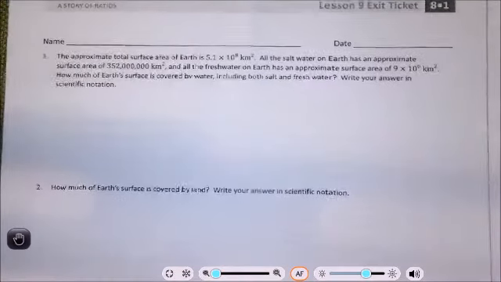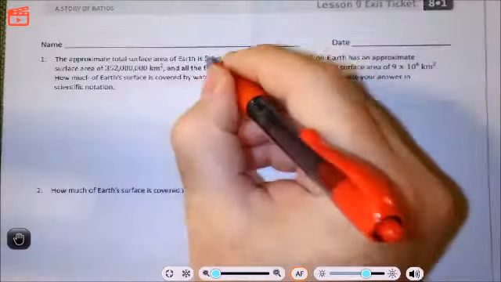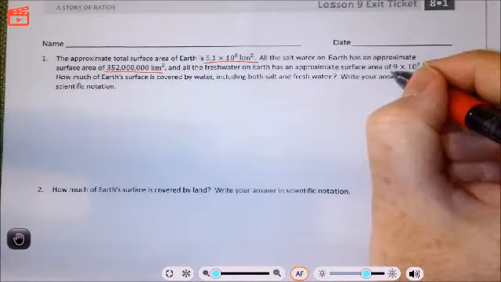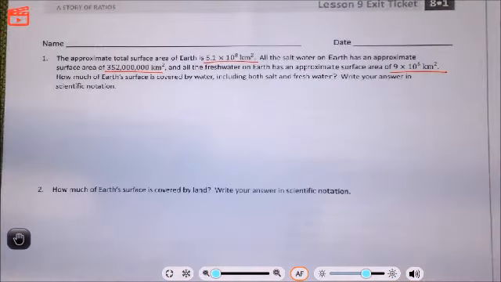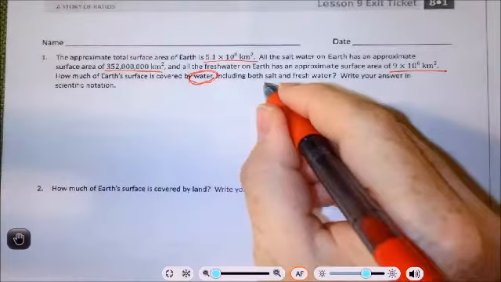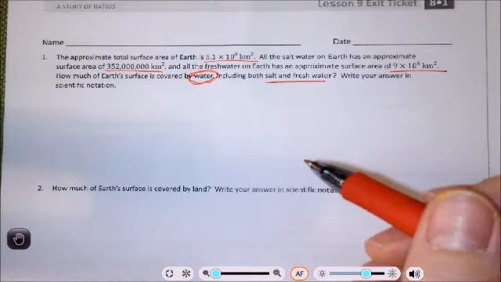So if you're back, ready to work on the exit ticket, if you tried it, here's how we're going to check our work. Number 1 says the approximate total surface area of Earth is 5.1 times 10 to the 8th kilometers squared. All the salt water on Earth has an approximate surface area of 352 million square kilometers, and all the fresh water on Earth has that scientific notation. And the question is, how much of Earth's surface is covered by water, salt and fresh?